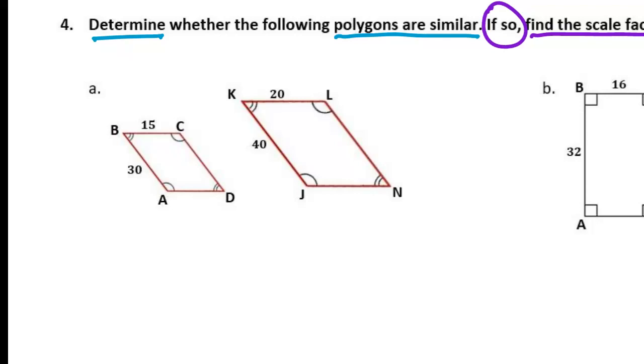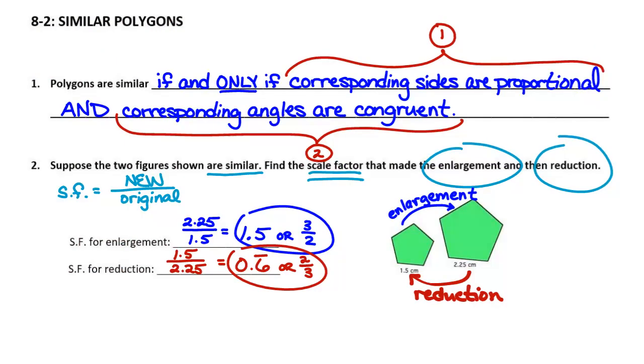We wrote down at the top of the page the 2 requirements for figures to be similar. What are those 2 requirements? In order for figures to be similar, what 2 things have to be true? Corresponding sides have to be proportional. And what else? Corresponding angles have to be congruent. The 2 required criteria for polygons to be similar to each other: we have to have proportional sides, and we have to have congruent angles.